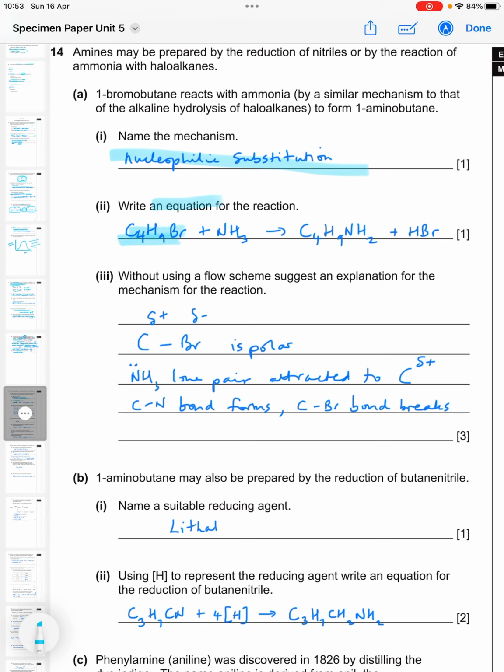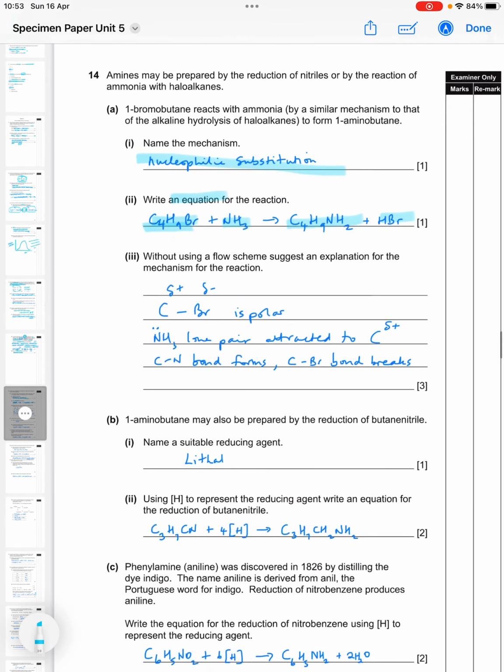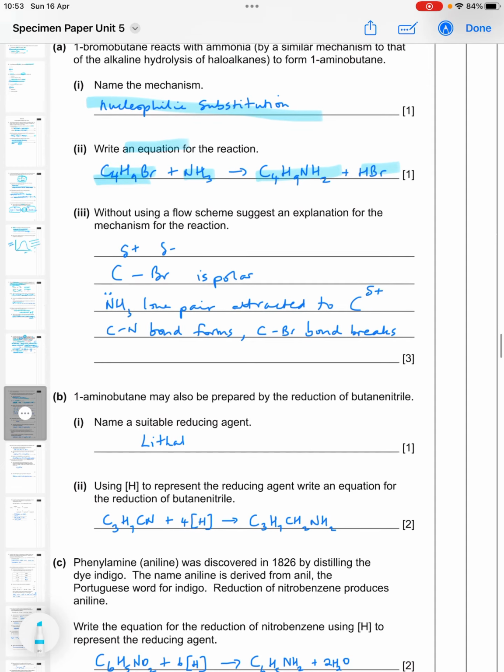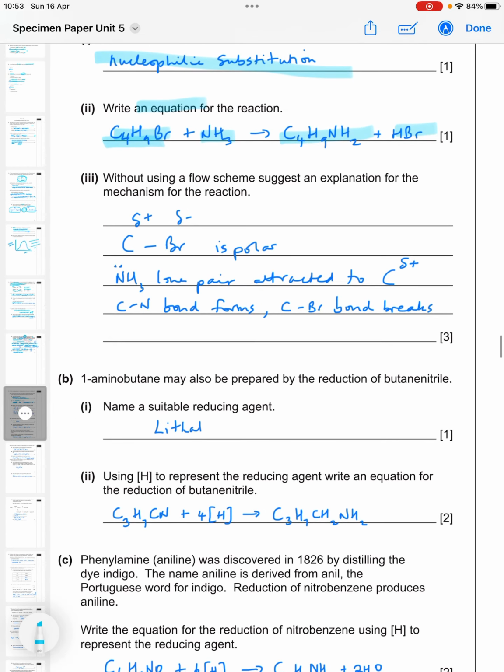So C4H9Br plus NH3 gives you C4H9NH2 and HBr. So you see it's just a straightforward substitution there between the bromine and the NH2. So without using a flow scheme, suggest an explanation for the mechanism for the reaction.